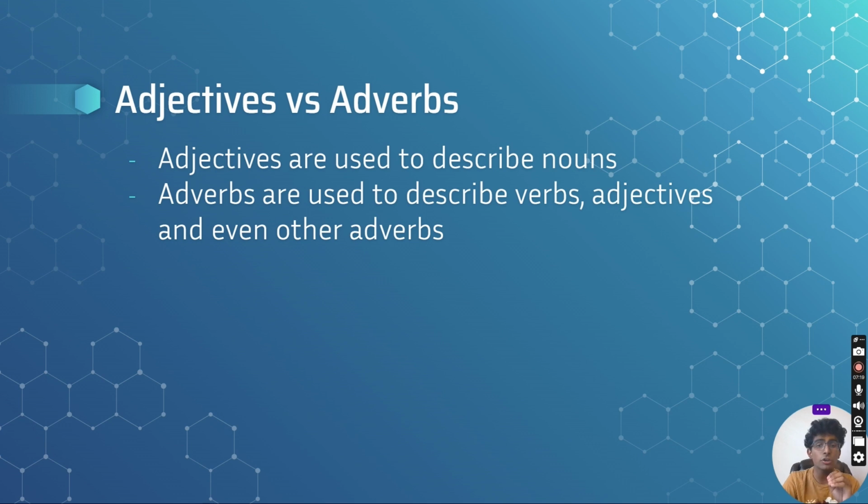All right, adjectives versus adverbs. So adjectives, they're describing nouns specifically. Adverbs, you're trying to describe verbs. Adjectives, you can even describe other adverbs.